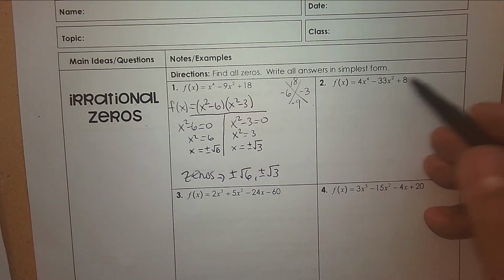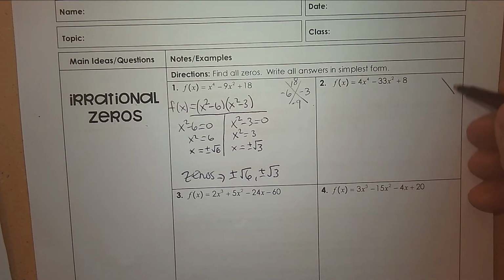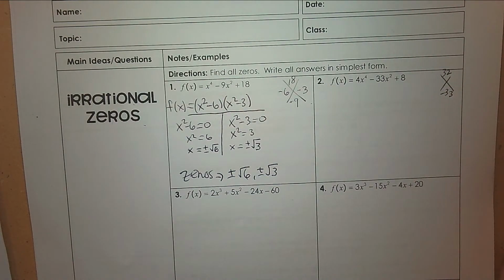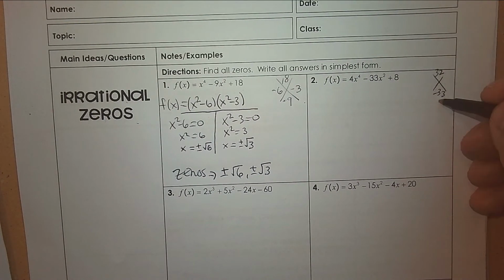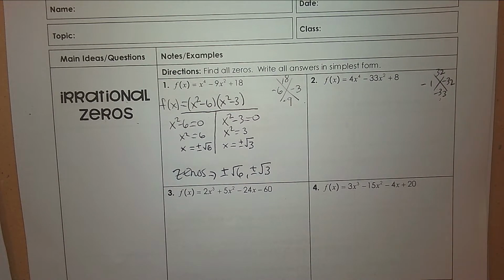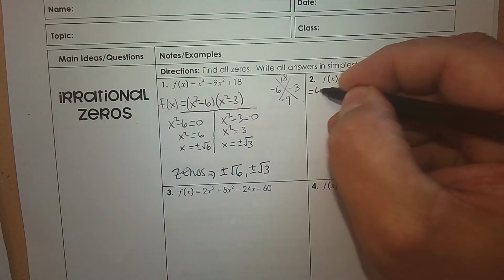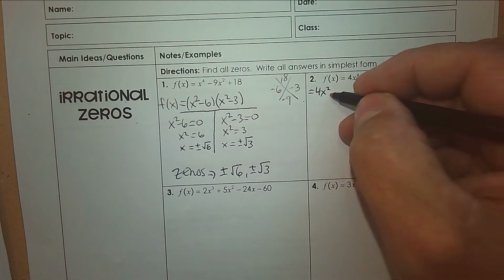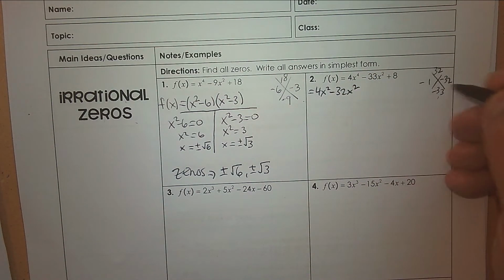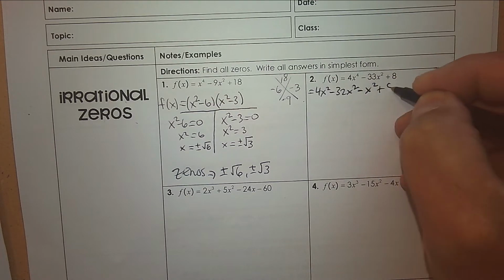So we're going to do the work again. We're going to factor this. 4 times 8 is 32 and negative 33. What two numbers multiply to 32 and add to negative 33? Negative 1 and negative 32. So I'm going to take out the negative 33 and put in negative 32 and negative 1. Order does not matter. You'll get the same answer.